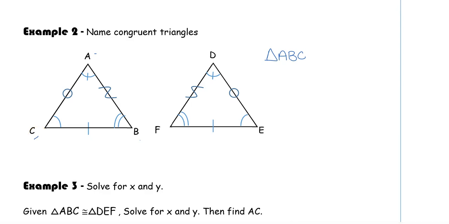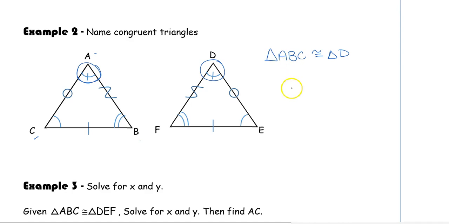When I go to name the second triangle, I want to look at how those pieces in ABC fell. So I look at A. I look at the indicator at A. I go to my next triangle and I find where that same indicator is. And that same indicator is at D. So I'm going to say that triangle D comes first.